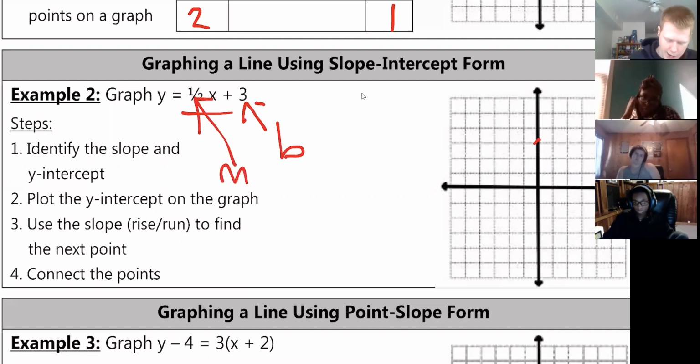So remember your slope, that's your m. Your slope is 1/2, so that's positive. So you go up 1, right 2, up 1, right 2. You could go the opposite direction, down 1, left 2. And that's probably good enough. Maybe I'll do one more.